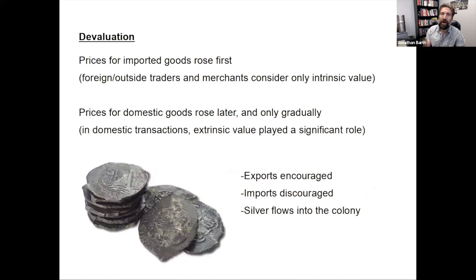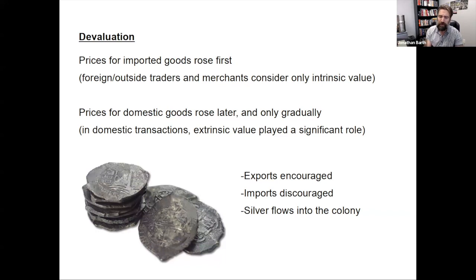Almost immediately upon devaluation, and again, that's when the colonial government declared that the piece of 8 was now going to be worth more shillings than it had been previously, the price of imported goods rose in rough proportion to the devaluation. Merchants required the same quantity of silver as before to buy merchandise from abroad, and so by necessity, they charged a higher shilling price when selling that merchandise to colonial consumers.